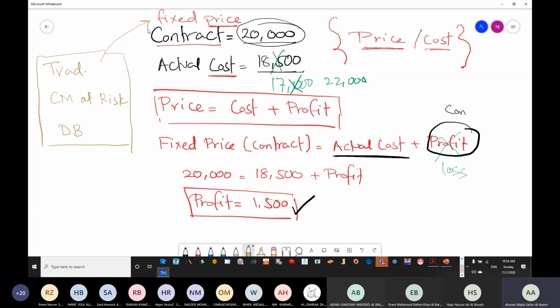So it's really rare to use fixed price. Once again, fixed price depends on the quantities. So if you cannot estimate the quantities required, then you cannot come up with a final value. Are we clear?